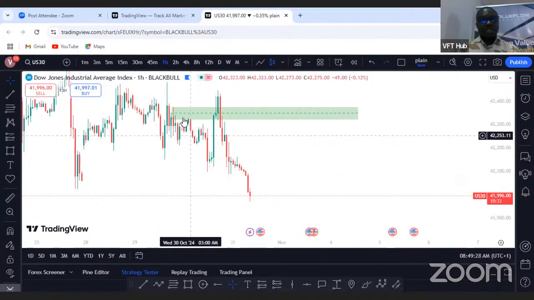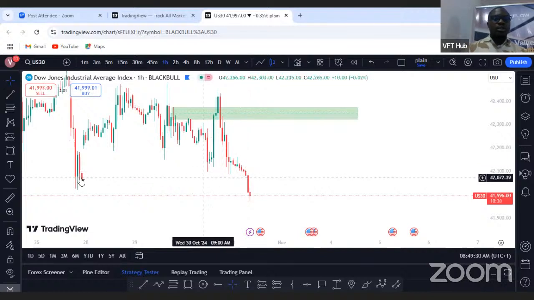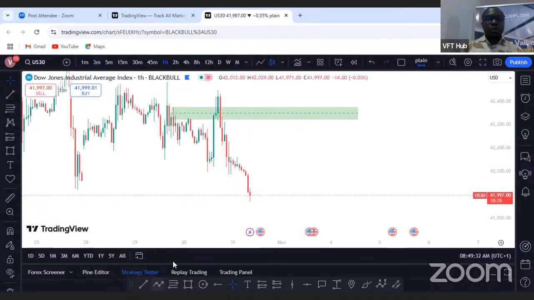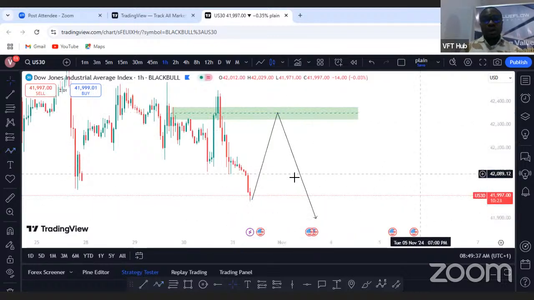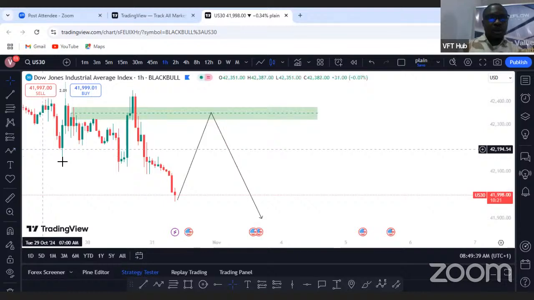So what am I expecting? A sweep and then a break to the downside. I'm expecting that price is going to come back to this zone here and then ultimately start tanking to the downside. That's my expectation this morning.